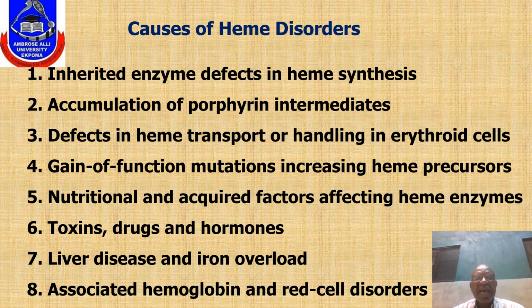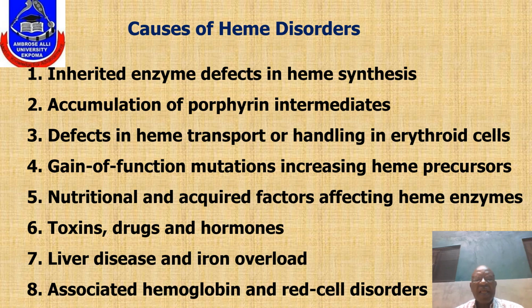In the case of accumulation, the accumulation arises because enzymes that are supposed to convert substrates to products are either lacking or deficient. But in item 4 here, we are talking of gain of function mutations, increasing heme precursors. Under gain of function mutations, the enzyme is not deficient, but is rather excessively produced, so that production of more products will be enhanced.